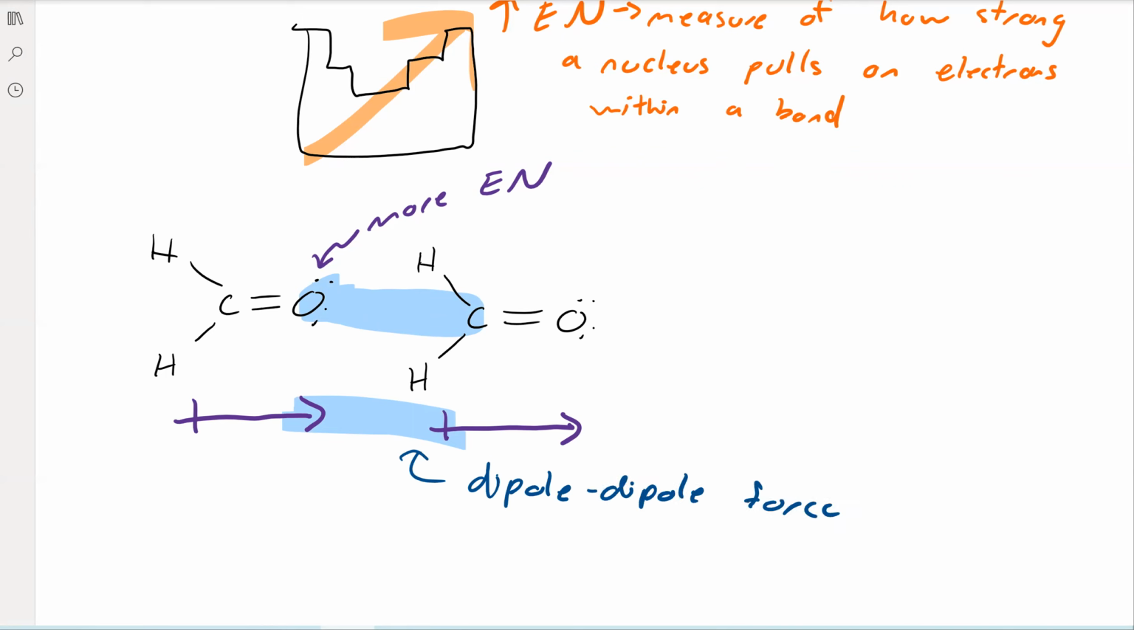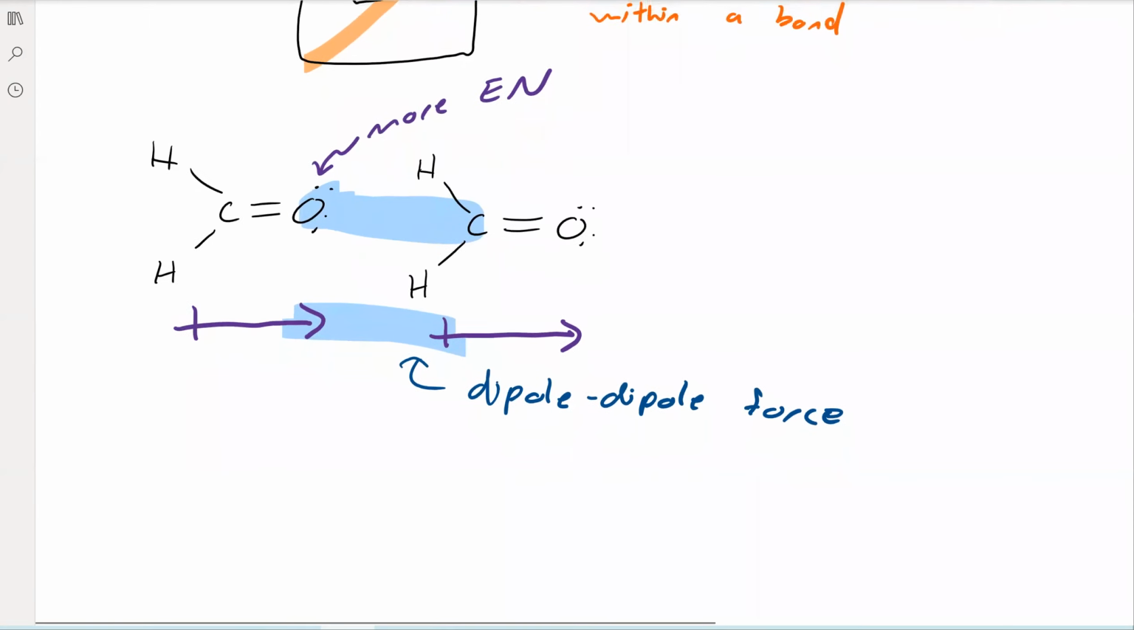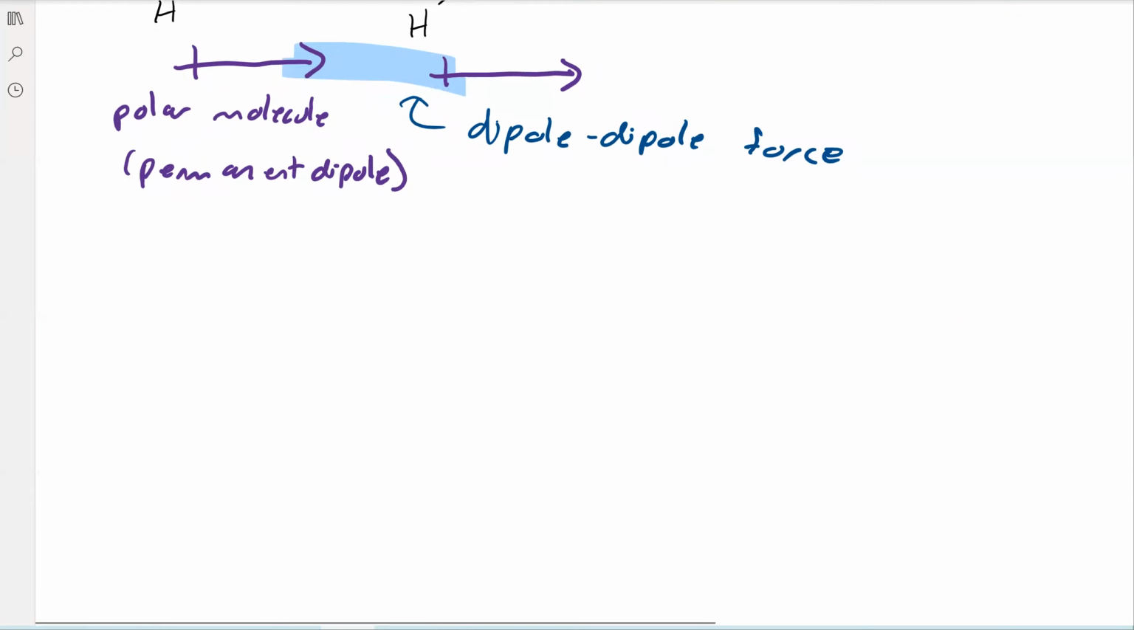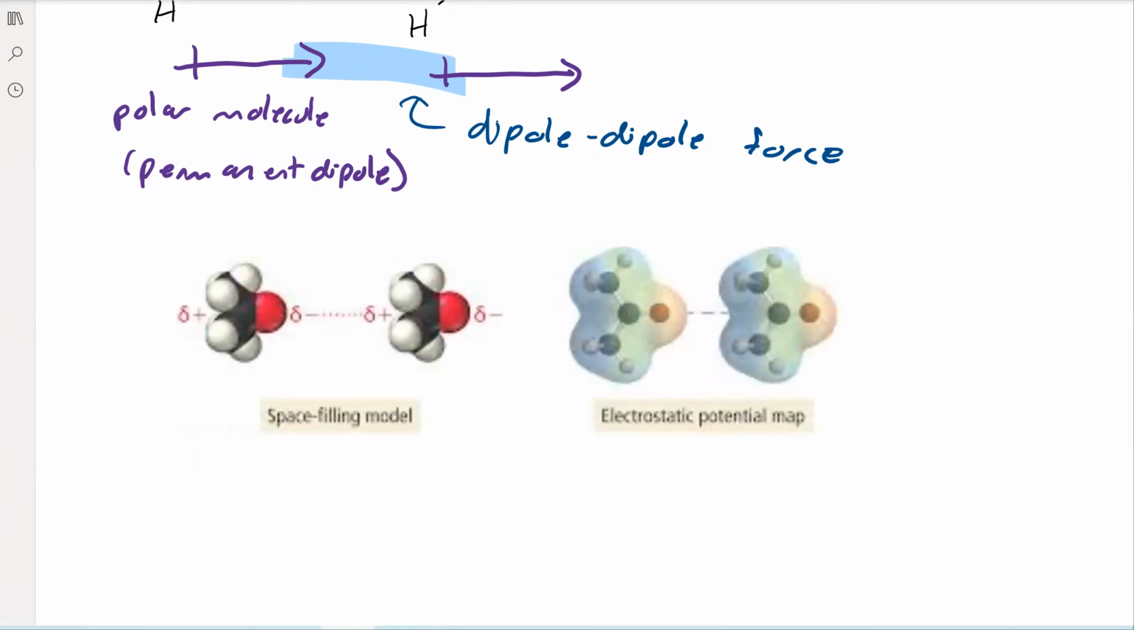You can think about this as kind of like two magnets coming together. They're going to point with the north and south ends attracted to one another. Same thing here. And so the difference between a London dispersion force and a dipole-dipole force is that in the dipole-dipole force, we have a permanent dipole, because we have a polar molecule. So this is a polar molecule, which means that it has a permanent dipole. And so this intermolecular force, again, is an attraction between positive and negative ends. This force is indeed stronger than the London dispersion force because it's a permanent dipole.